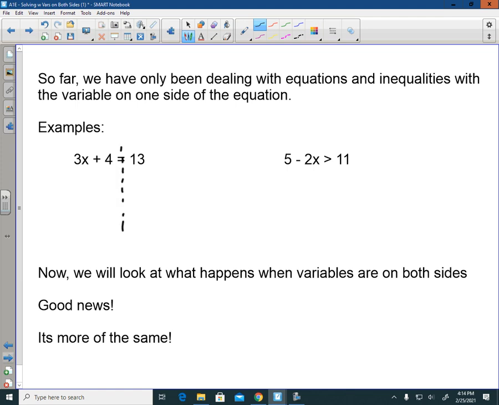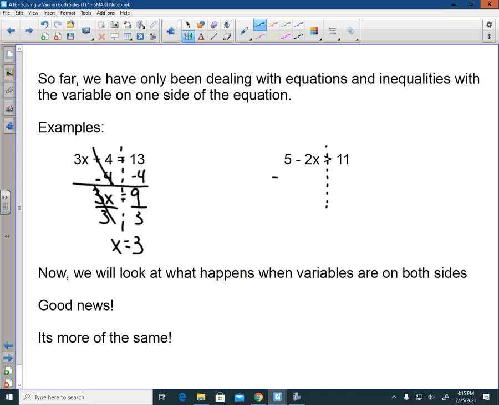We can solve this equation by, first of all, subtracting 4 from both sides. We have 3x equals 13 minus 4, which is 9, and then dividing both sides by 3, and we get x equals 3. But notice that there was only one x in the problem, and it was all on one side. Same thing is true with inequalities. Notice that the x is all on one side of the inequality.